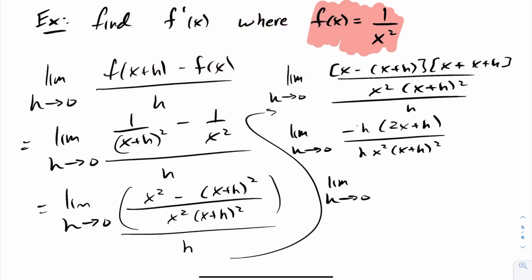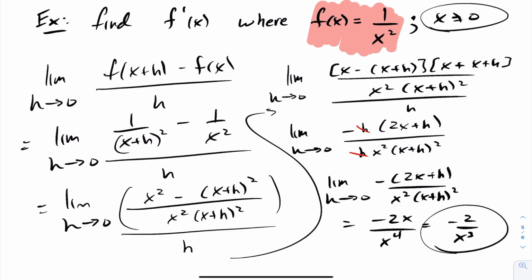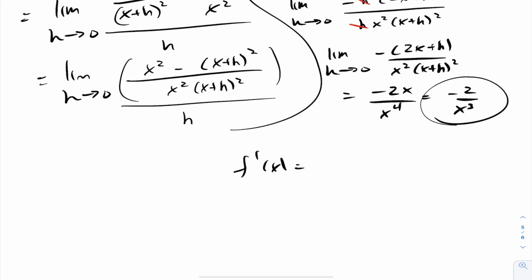And now I take the limit as h goes to 0. You'll notice here that these h's will cancel. And now we're taking a limit as h goes to 0 of negative 2x plus h over x squared times x plus h quantity squared. As you take your limit here, you can sub in that 0. End up getting negative 2x over x to the power of 4, which becomes negative 2 over x cubed. And just as a quick reminder, I was allowed to cancel off those x's and reduce them because this function does not exist when x is equal to 0. So therefore, it's fine to go ahead and do that. So in this question here, your derivative, f prime at x, is going to be negative 2 over x cubed.